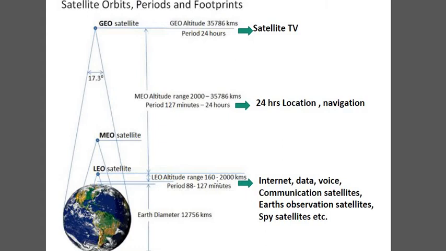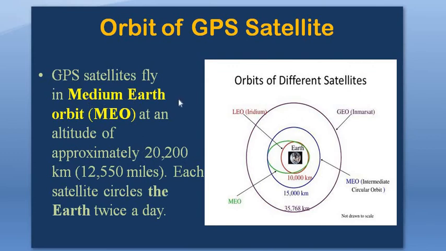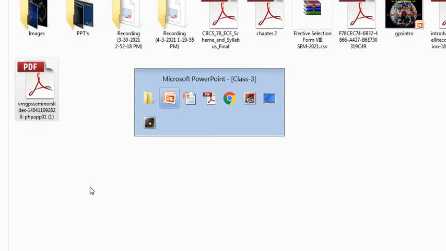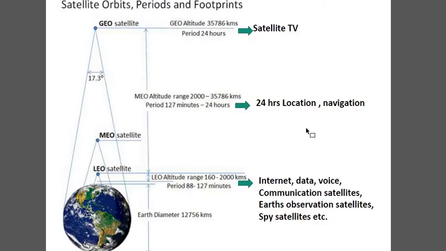When it comes to the MEO, medium Earth orbit, this is the orbit which we are using for GPS. This is the medium Earth orbit, at a range of 12,550 miles away from the Earth. In 24 hours, meaning every 12 hours, 2 circles will be done.